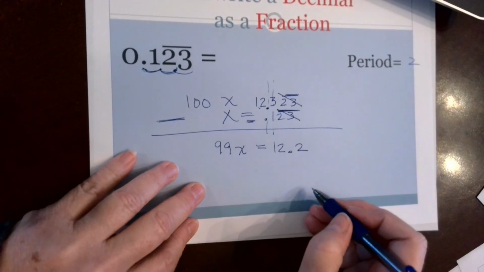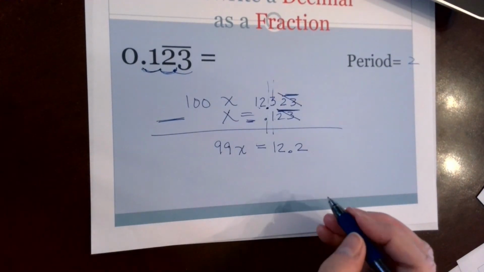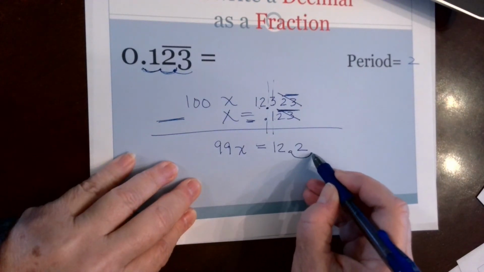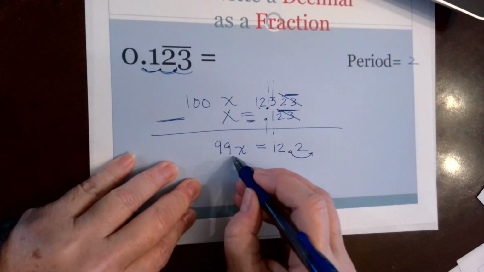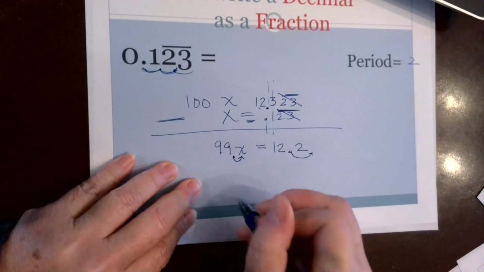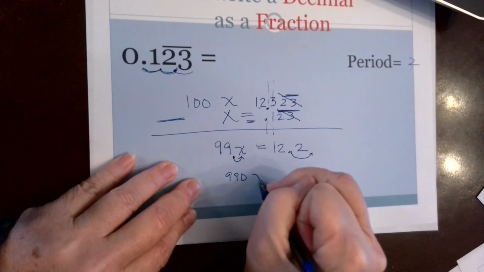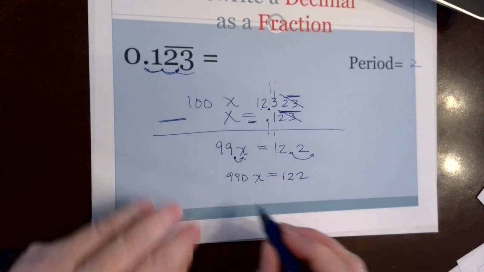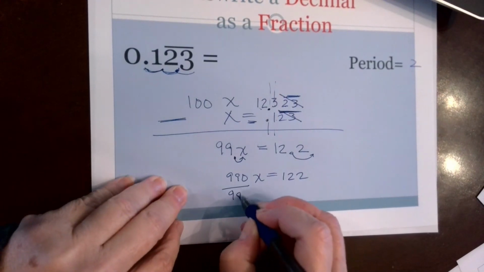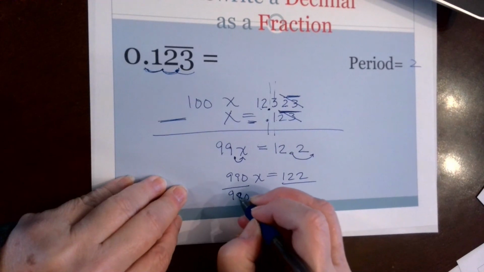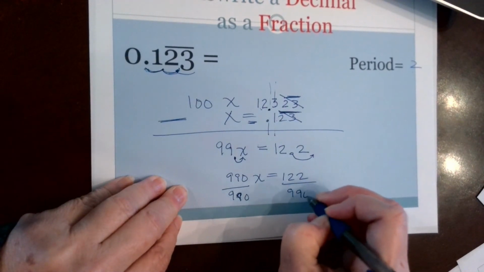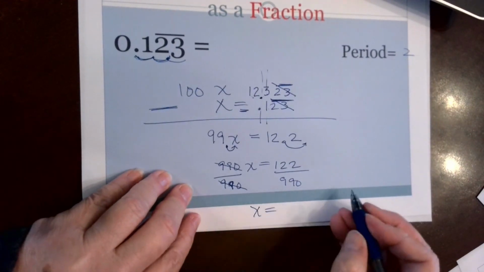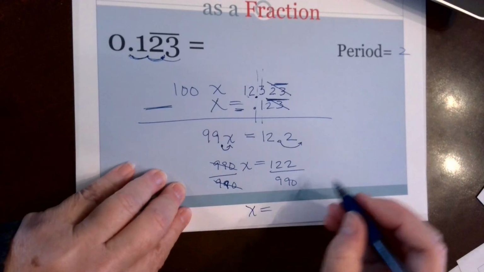I still don't want a decimal in my answer, but at least I don't have any repeating parts in my answer. So I want to move the decimal one more time. So over here I'll move the decimal one more time and make it 990x and 122 on the right. Then I just divide both sides by 990, the number in front of the x, because I want x by itself. So x equals 122 over 990.